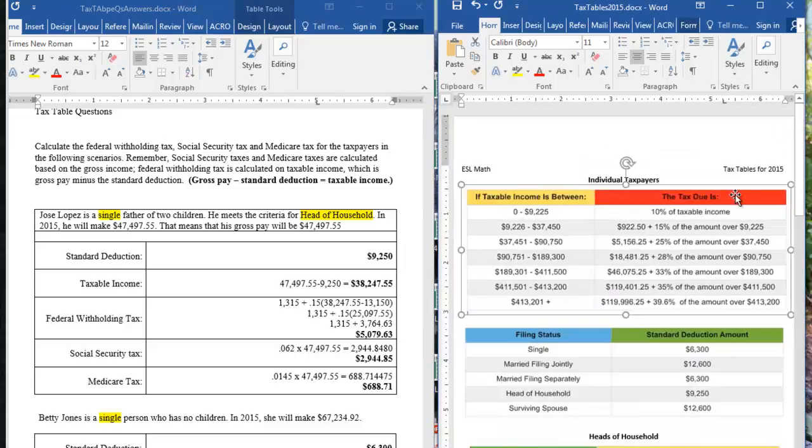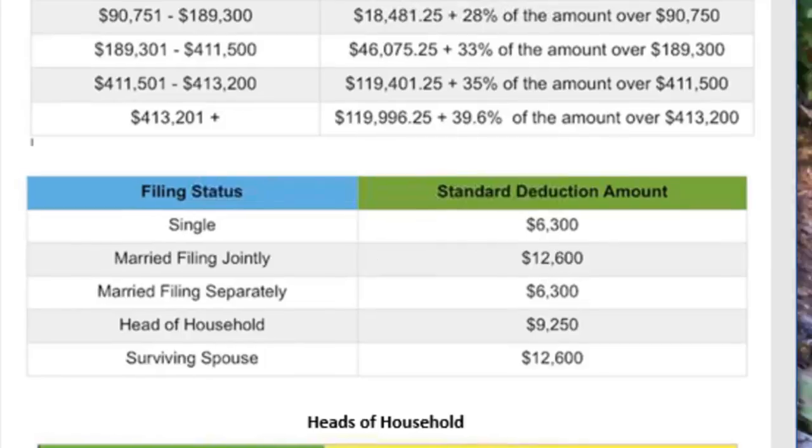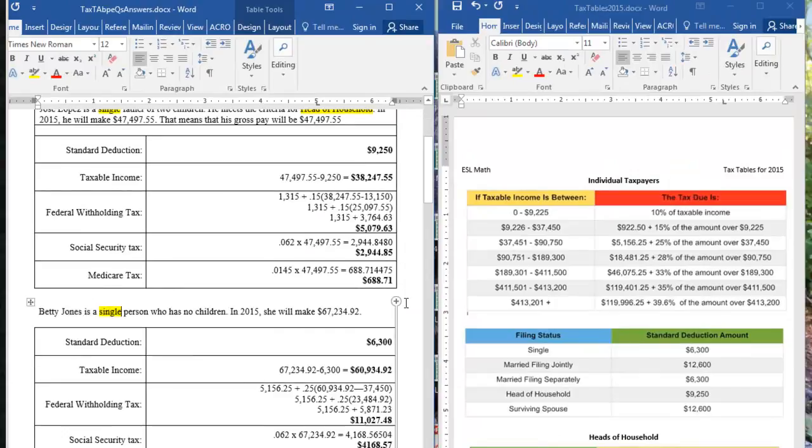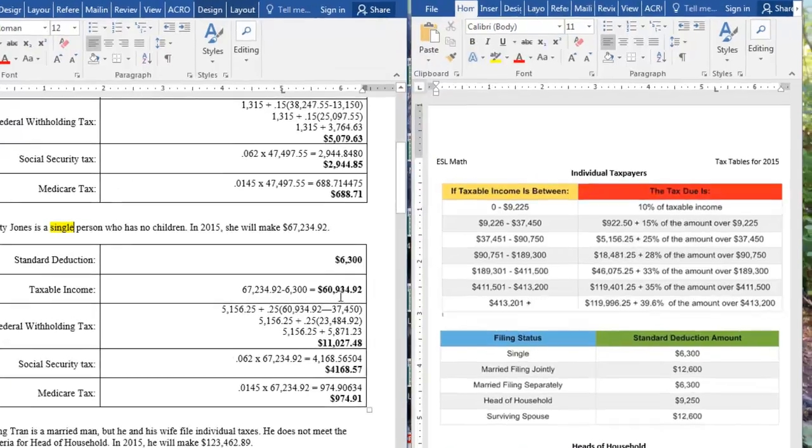It's at the top, and here it is, individual taxpayer. She has no children, and that means that her filing status is going to be single, and her standard deduction is going to be $6,300. So let's pull Betty into the area here. So here's Betty. This is her standard deduction. Her income was $67,234.92. In order to find her taxable income, we have to take her gross income and subtract her deduction, and this is her taxable income.